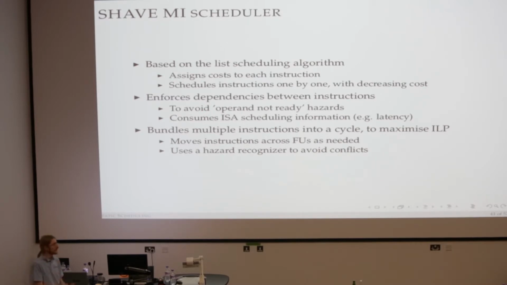So you don't have these read-after-write hazards. In order to do this, it has to know about scheduling information from the target, so that for instructions, it knows which operands are used, which ports are used, the latency of each operand, and so on. And something else that the scheduler does is to take multiple instructions and try to pack them into a given cycle in a bundle to maximize the ILP. In order to do this, you can move instructions from one unit to another, but you need to know if that's safe or not to do. So you need something called the hazard recognizer.